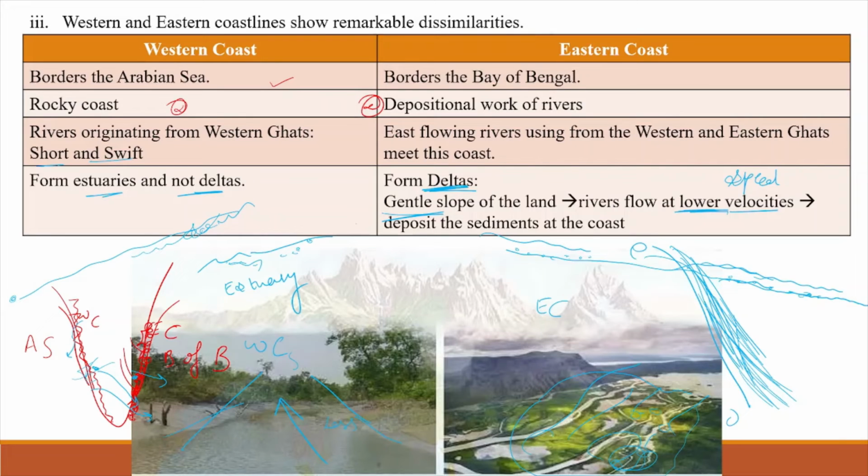Whereas in the eastern coast, we saw that a lot of rivers originating from the western coast also flow eastward. So here you can see that the path is longer. They have a lot of sediments carried and a lot of deposition taking place on the eastern coast. Because of that, there are deltas forming different land masses and then the river meeting the sea.